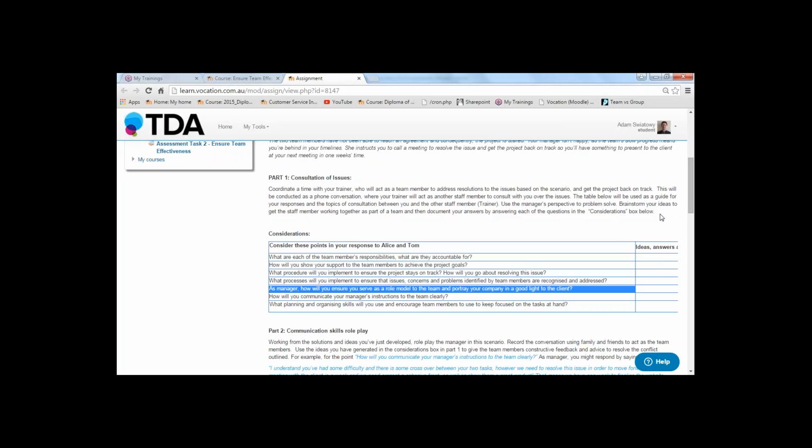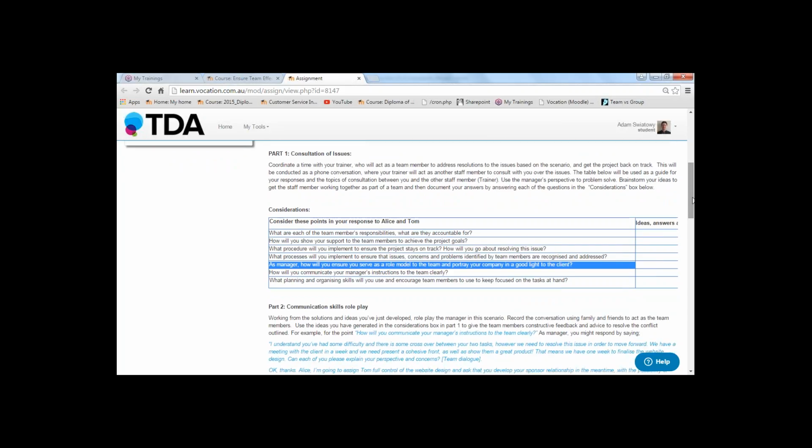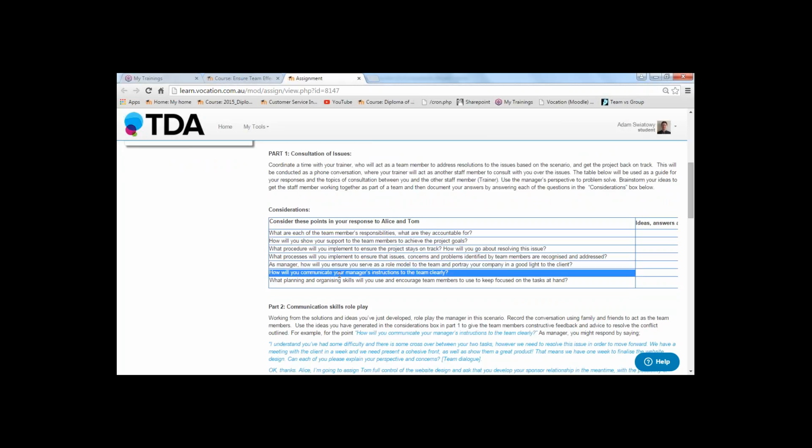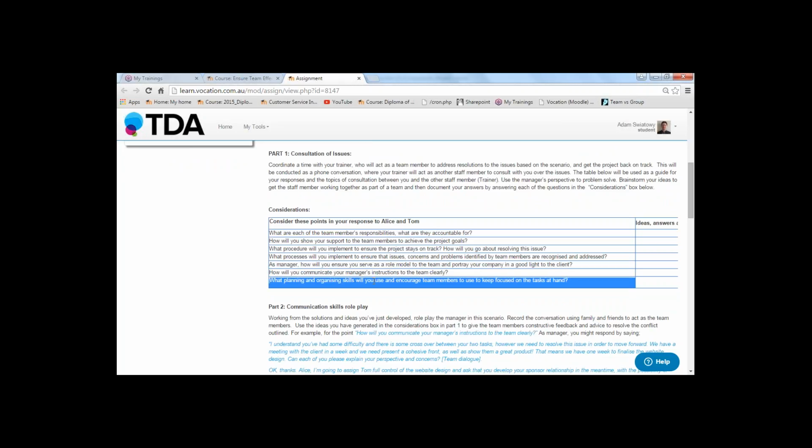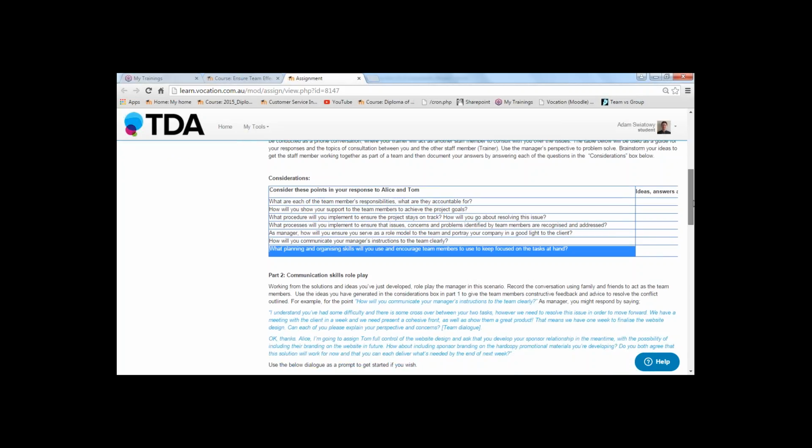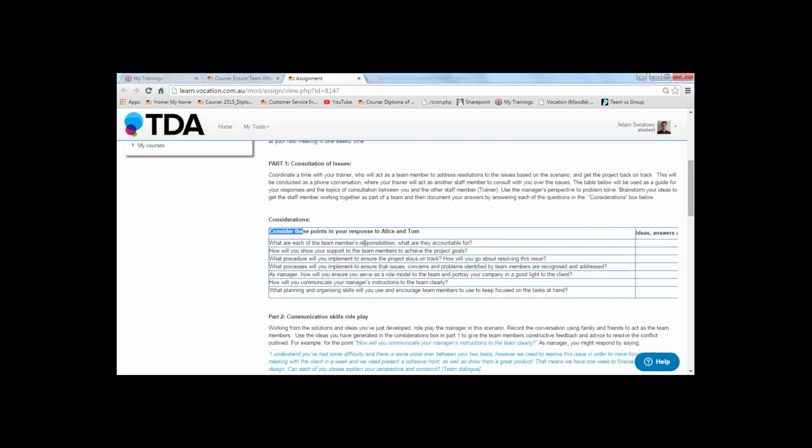As a manager, now you are the manager of this group. You're effectively the team leader of this group. So how will you ensure that you're going to be the role model that you need to be to your team, and to portray your company in a good light to the client? How will you communicate your own instructions to the team clearly? What planning and organizing skills will you use and encourage team members to use to keep focused on the tasks at hand? So you need to answer these questions.